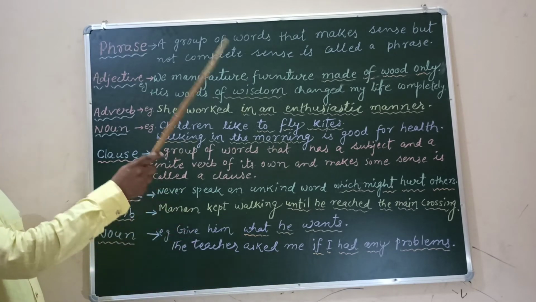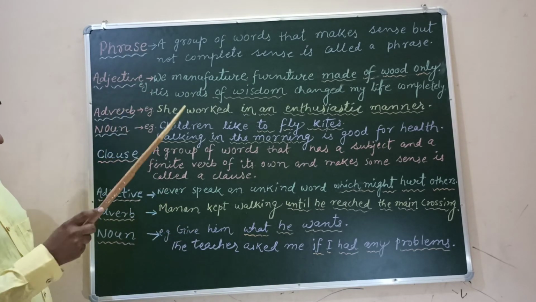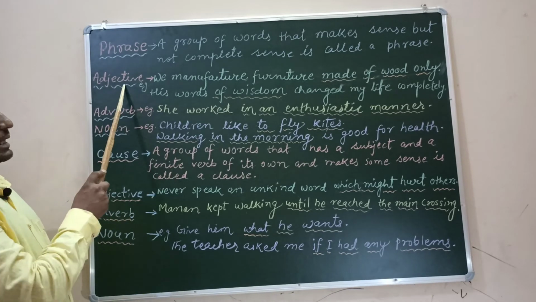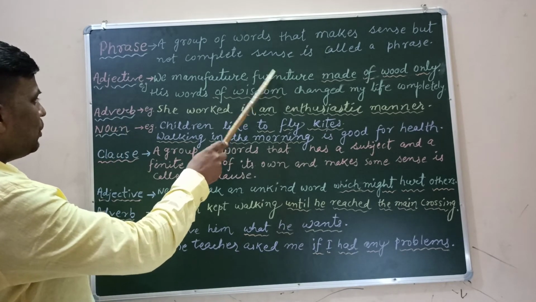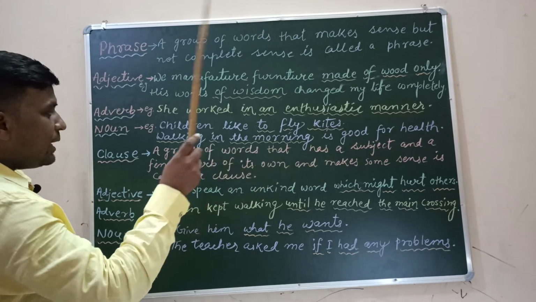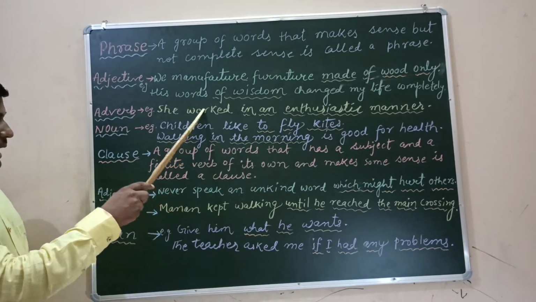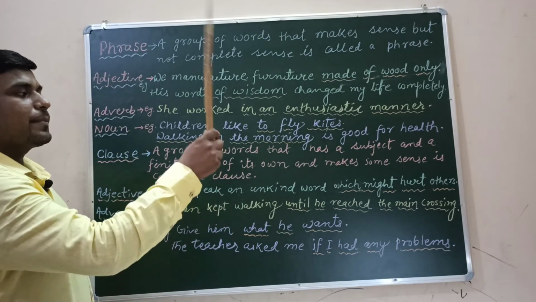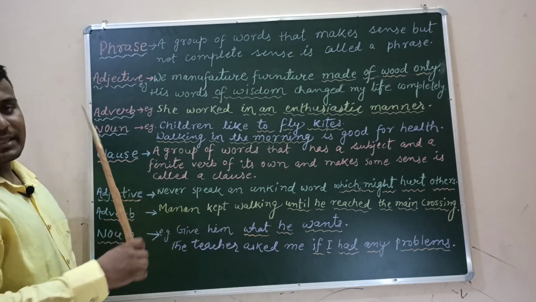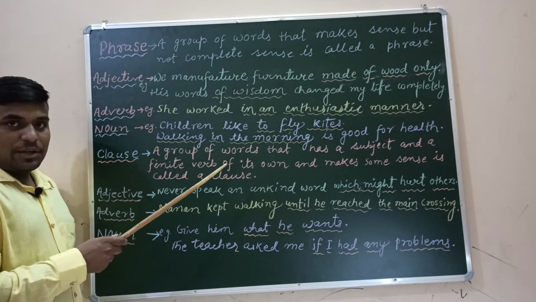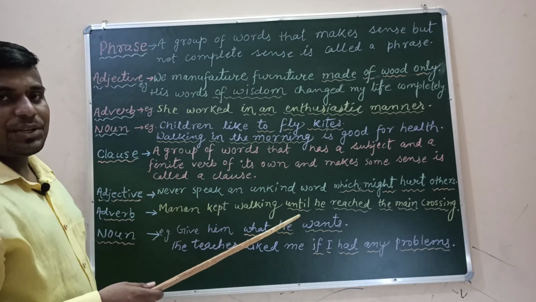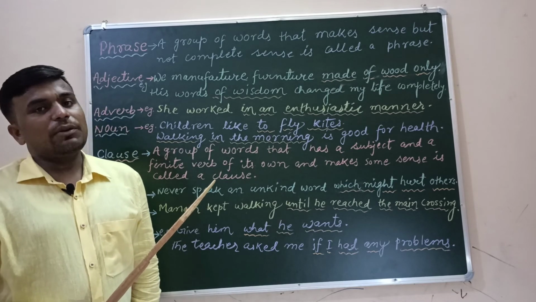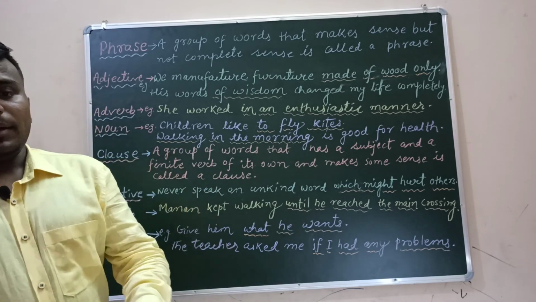So basically a phrase doesn't have a finite verb, a clause has a finite verb. Adjective will add meaning to a noun or pronoun, adverb will add meaning to a verb. Likewise here also the same, simply it will have a finite verb and a subject. I hope it is clear to you. You can go through the exercises and the concepts given in the book, and it will be clear to you completely. Okay, thank you.